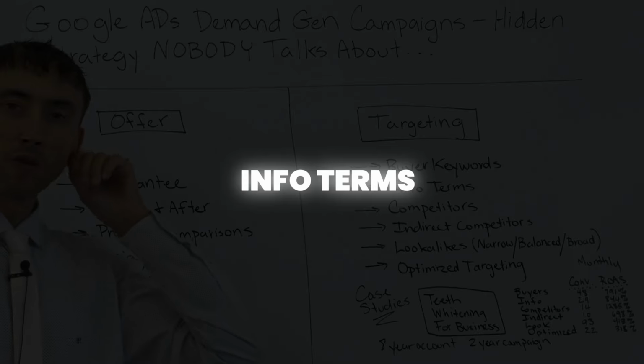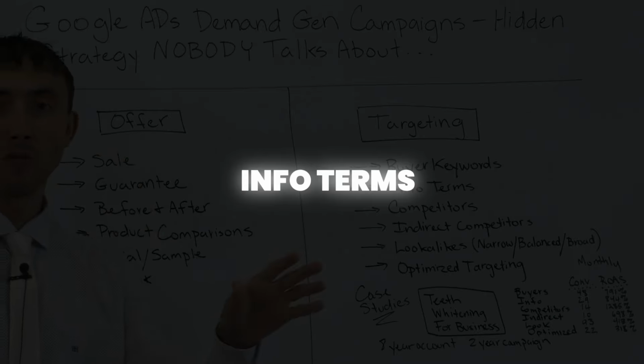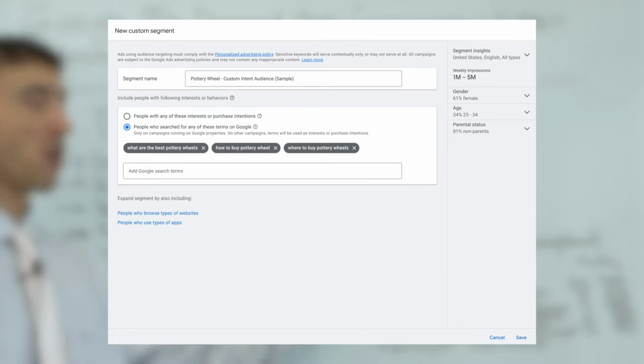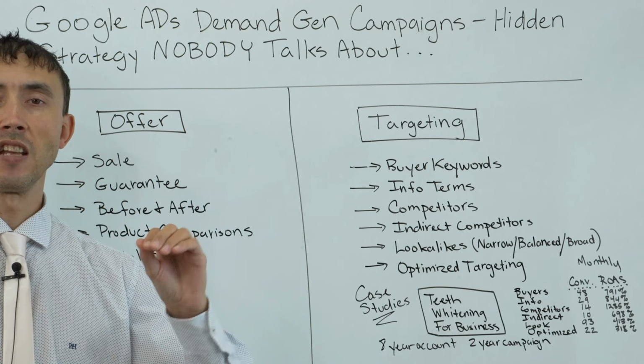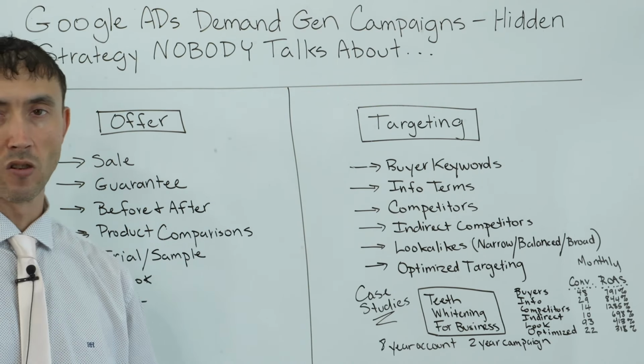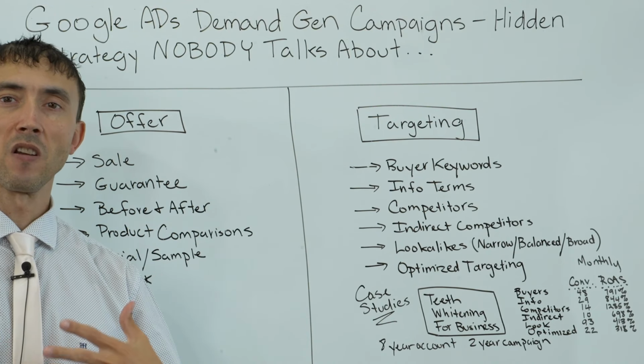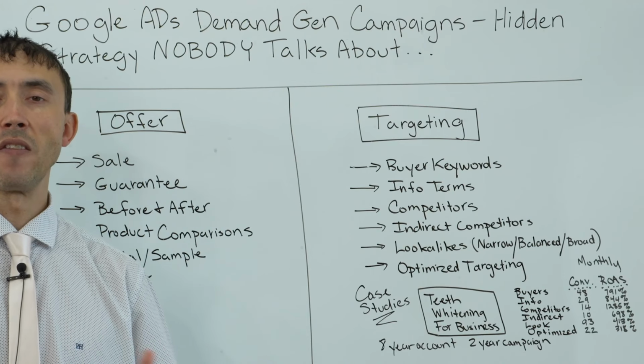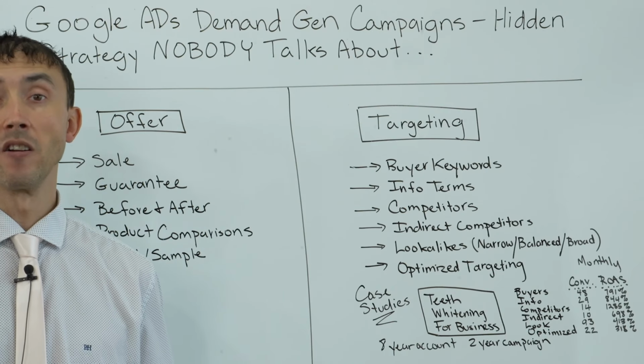You also have info-term campaigns where you take all the terms such as, what are the best pottery wheels? How do you buy a pottery wheel? And you target those people. You would typically want to target them individually, separately, because it's going to convert differently than the buyer searches, because that indicates a different crowd of people that have less people that are going to go on to buy than the people who typed in buy pottery wheels.